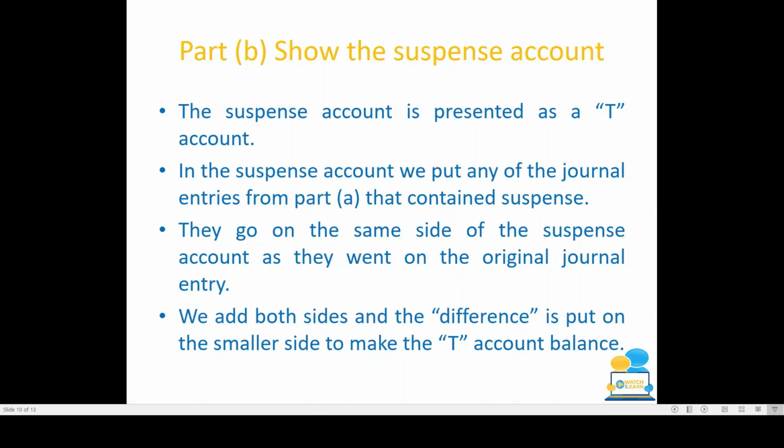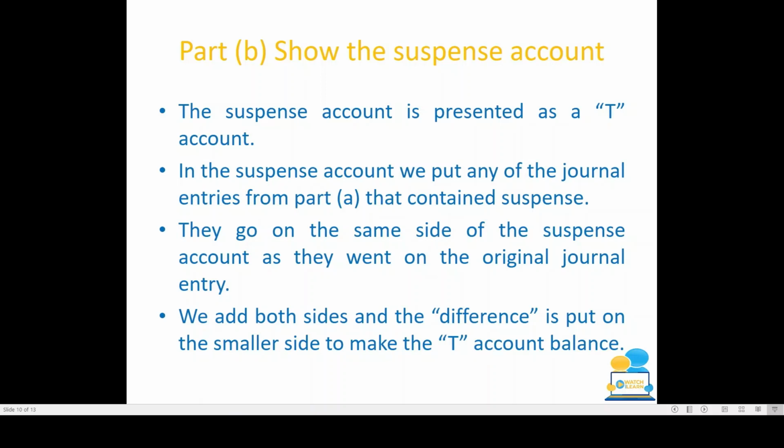So we go down through our 5 journals from part A. If there was an error, we had to have a suspense account and we had to correct that. So we would have had to either debit or credit a suspense to correct that. From those 5 journals, we pick out anywhere that we see suspense, usually maybe 3 or 4 times out of the 5 journals. Then when we're entering these, they go on the same side of this suspense account as they went on the original journal entry.